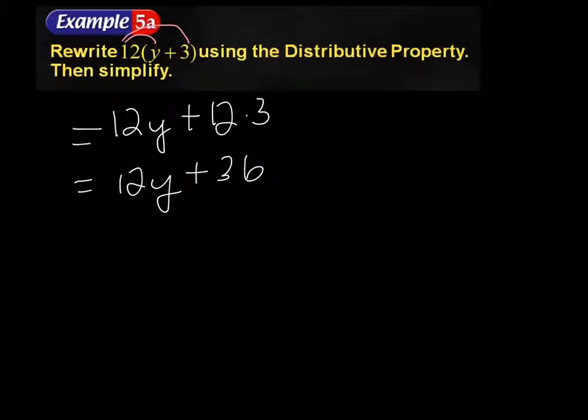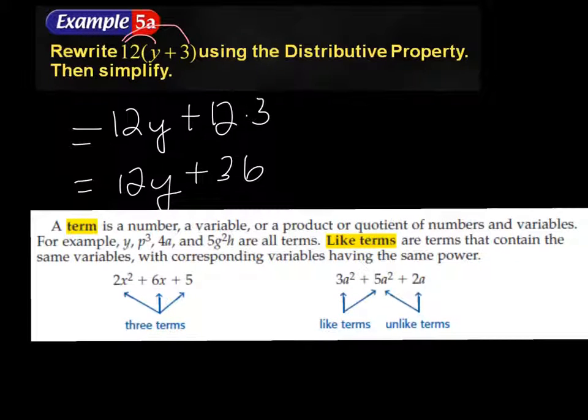Now, I have that variable there, so I can't simplify it anymore. I have two different terms. A term is a number, a variable or a product or quotient of numbers and variables. For example, y, p cubed, 4a, 5g squared h are all terms. Like terms are terms that contain the same variables with corresponding variables having the same power.